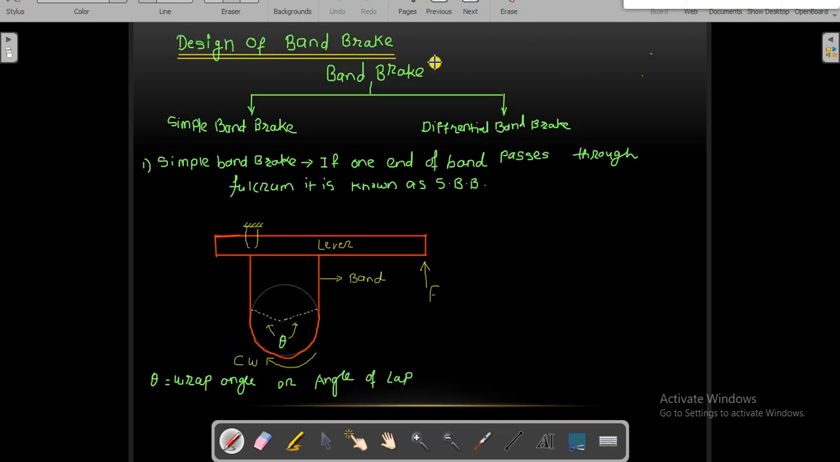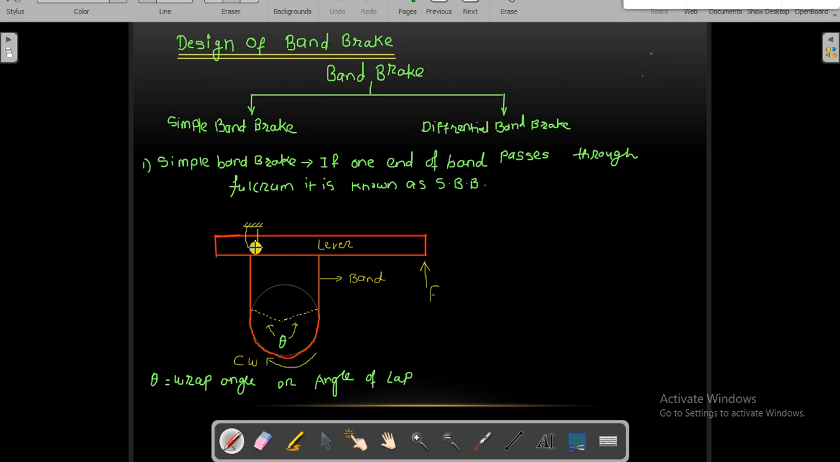Band brakes are basically divided into two types, that is simple band brake and differential band brake. We will start our discussion with simple band brake. If one end of band passes through the fulcrum, let us say this is the fulcrum, it is known as simple band brake. The requirement is that any one end of the band should pass through this fulcrum.